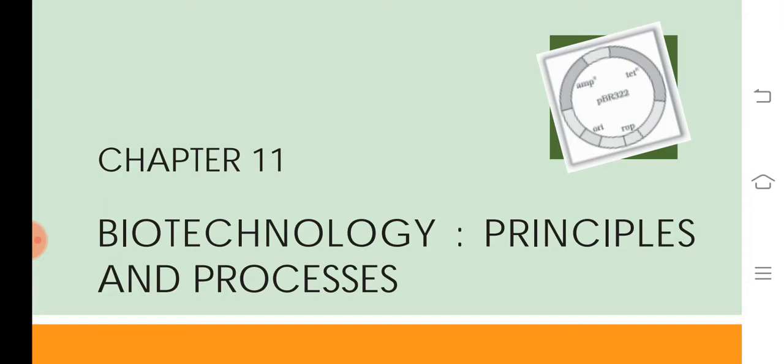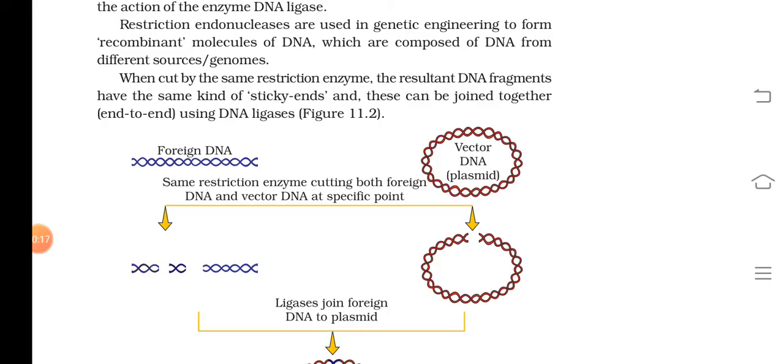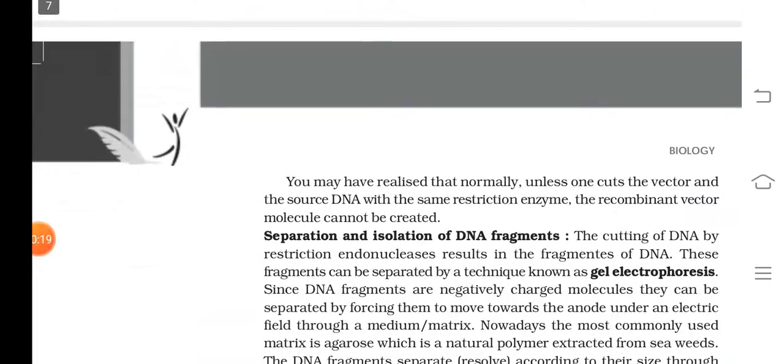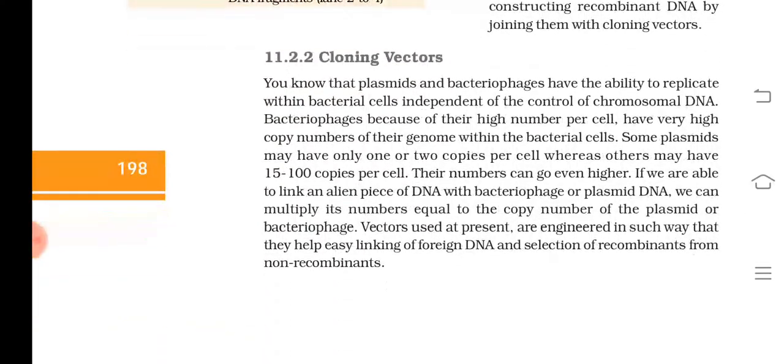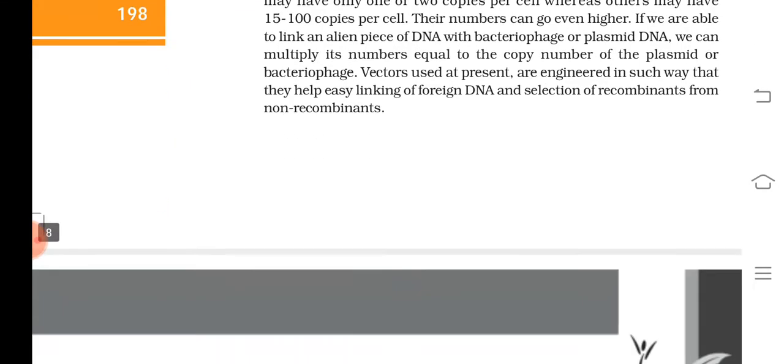Dear children, we were studying chapter 11, Biotechnology: Principles and Processes, and we were discussing various tools needed for the process of biotechnology. Like we studied about restriction endonucleases, and gel electrophoresis to separate the fragments of DNA. Then the cloning vectors, and we were studying the characteristic features of a good cloning vector.